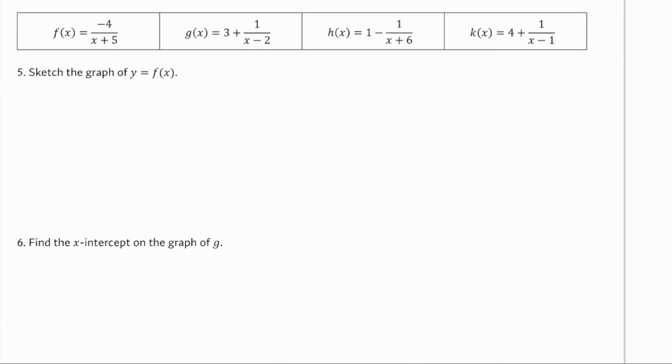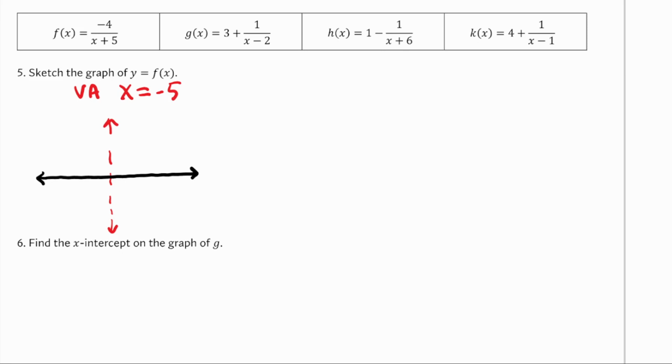Now, number 5, we're going to sketch the graph of y equals f of x. So f is going to have a vertical asymptote at x equals negative 5, because that would cause division by 0 there. And so maybe I'll just plot that in here. Horizontal asymptote is going to be y equals 0, because I've got nothing added on the outside, so it'll just be the x-axis. But this is a negative 4 over x plus 5, so like a negative 1 over x type graph.